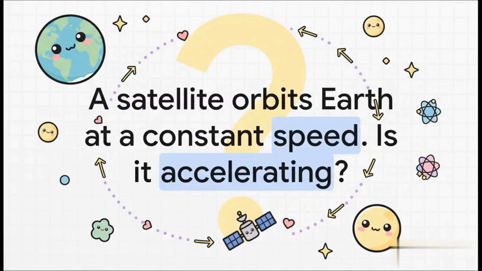So I'll leave you with one last thing to chew on. Imagine a satellite orbiting the Earth. It's moving at a perfectly constant speed. It never gets faster, never gets slower. So my question to you, is it accelerating? The answer is hidden in everything we just talked about, the difference between speed and velocity, and what it really means to change direction.